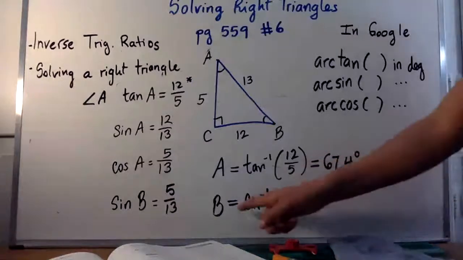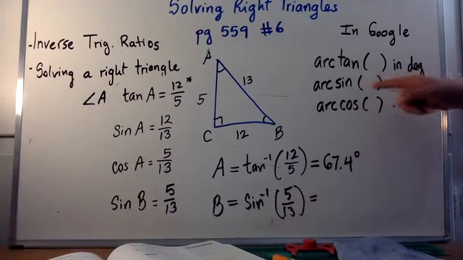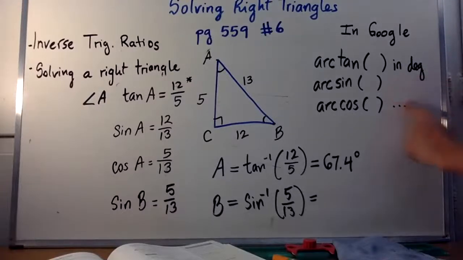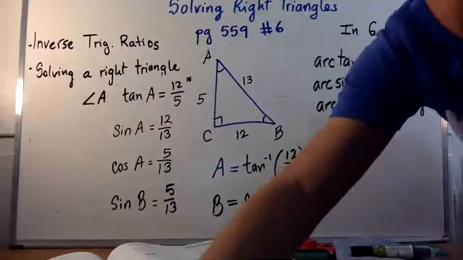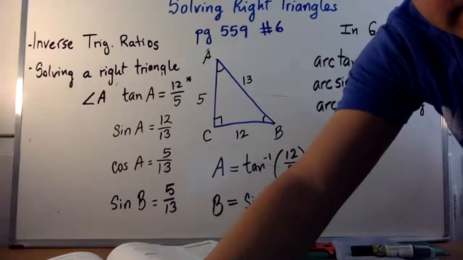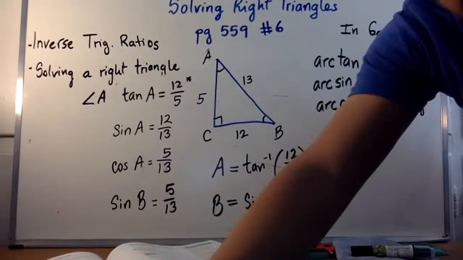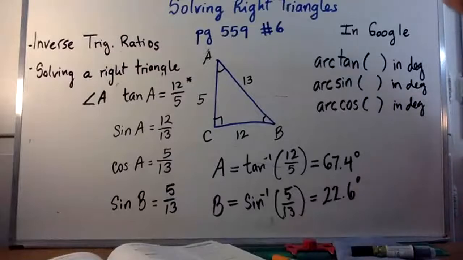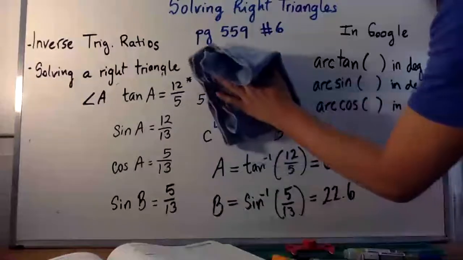Okay. Remember, you're going to do that on Google. So this is what you're going to do. Arc sine, inside a parenthesis, you write 5/13, and you ask Google, hey, Google, I want this in degrees. Don't forget about this. 5/13 in degrees. Thank you. And now it's 22.6. Inverse trig ratios. Okay. As usual, remember to type your questions if you have any on the chat box.